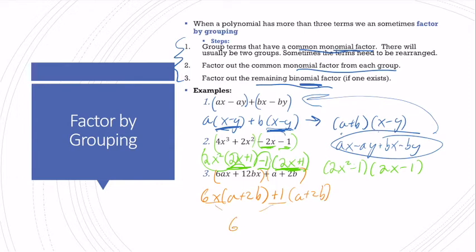So then I collect my greatest common factors. I multiply those by my remaining binomial. And that's how we factor by grouping.